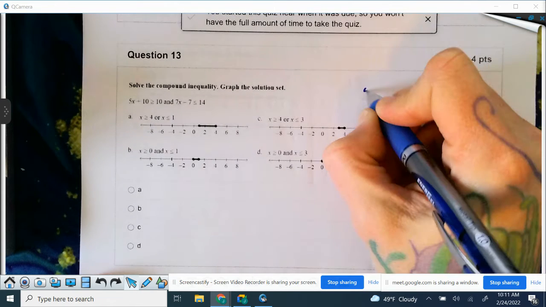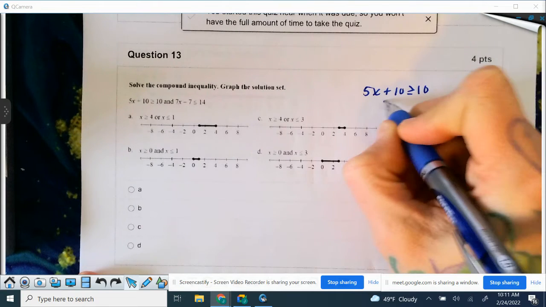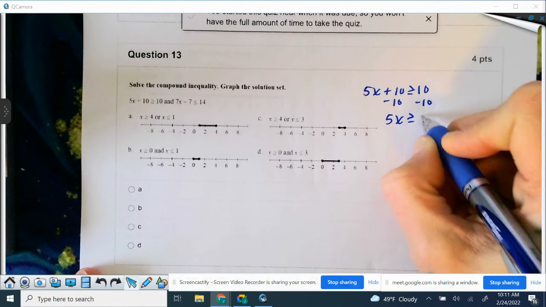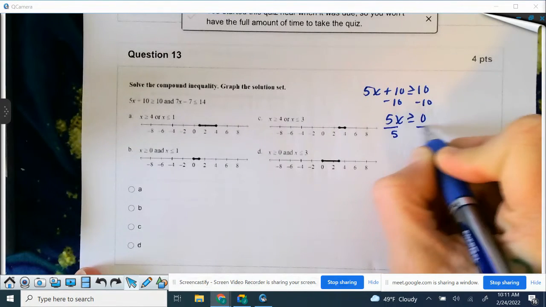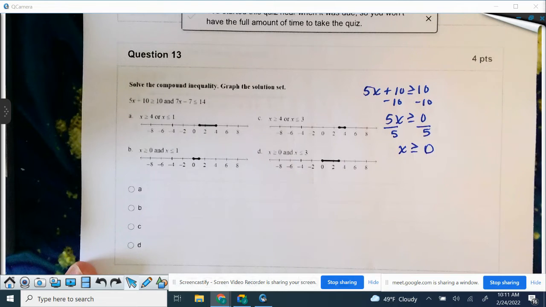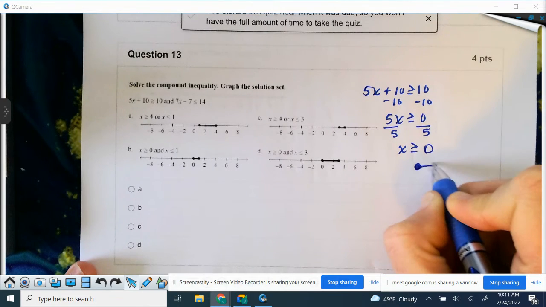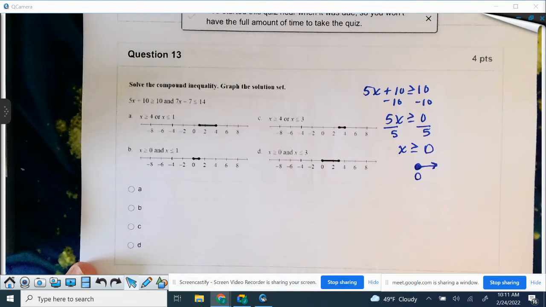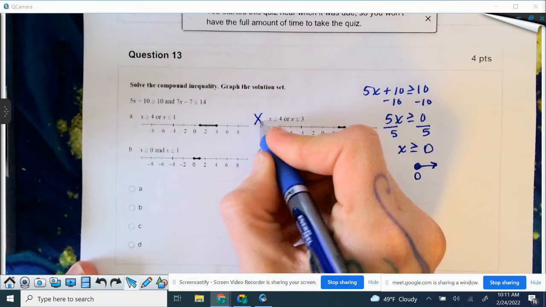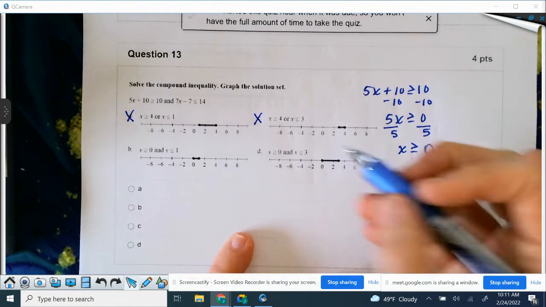So 5x plus 10 is greater than or equal to 10. We'll subtract 10 from both sides. 5x is greater than or equal to 0. Divide by 5. X is greater than or equal to 0. So we know it's going to be a solid circle shaded to the right at 0. So right here, that means I can get rid of this one, and I can get rid of this one without doing any more math, because that is past 0.